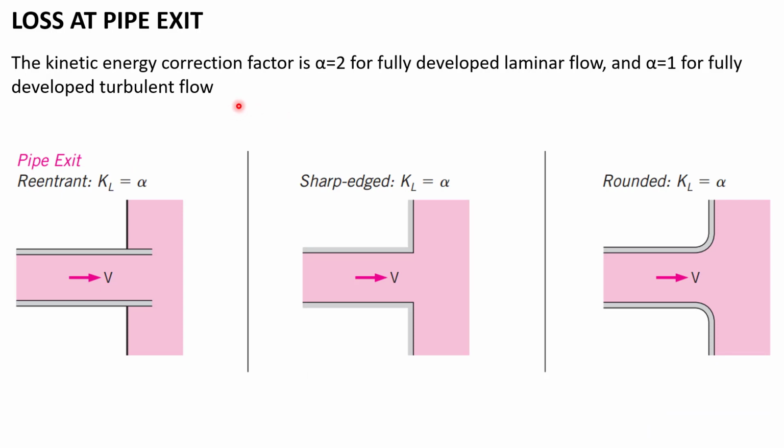Now we will discuss the loss at the pipe exits. These are the pipe exits which are opening in large reservoirs of fluid. The pipe exits can be reentrant, sharp-edged or rounded. For all these three pipe exits, the KL value is equal to alpha, where alpha is the velocity correction factor, and its value is equal to 1 for turbulent flow and equal to 2 for laminar flow.